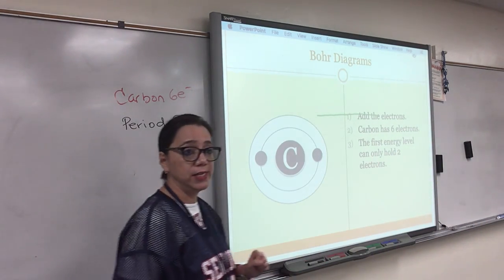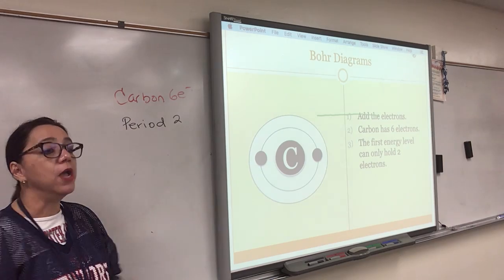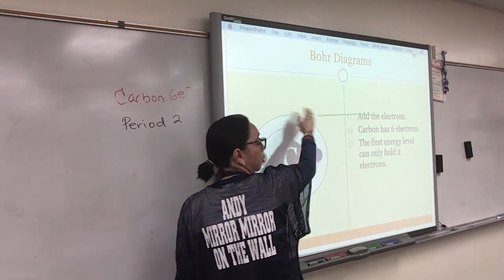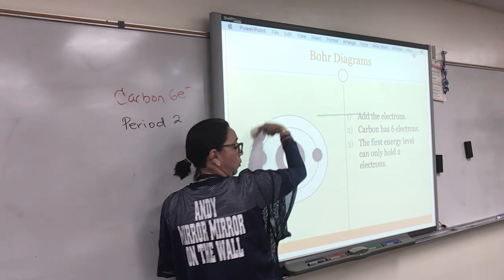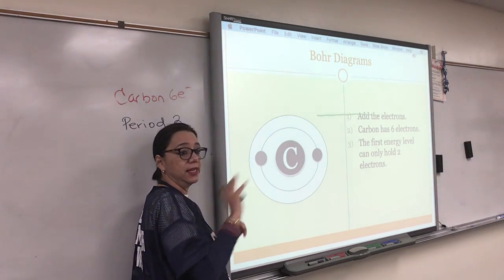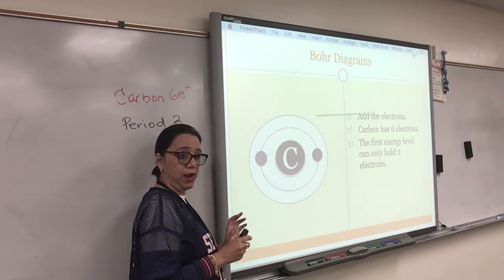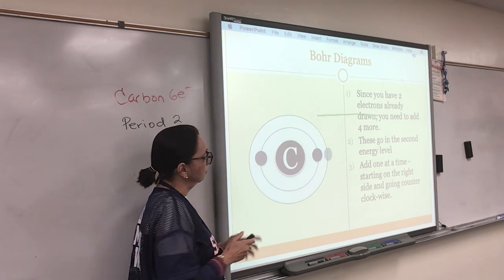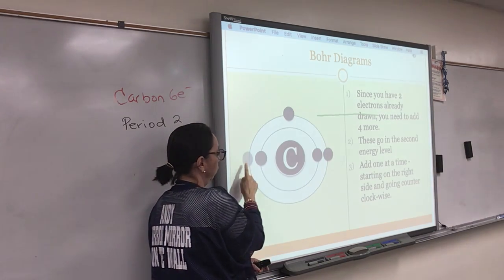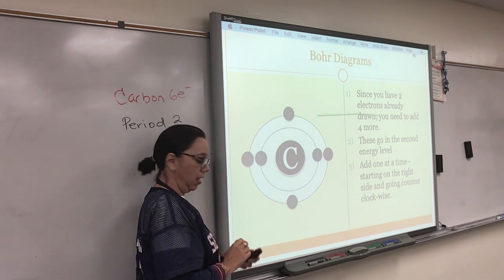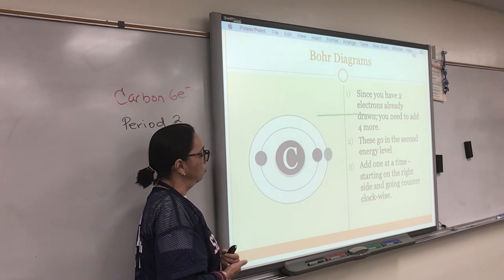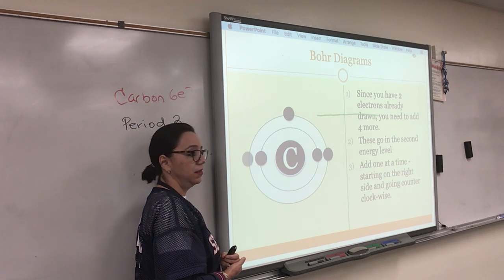How many more do I need to draw? 4 more. We're going to draw them counterclockwise. We will always start on the right, and then we will go counterclockwise. I want you to see it, and then write it. Okay, here we go. 1, 2, 3, 4. I'll repeat. 1, 2, 3, 4.